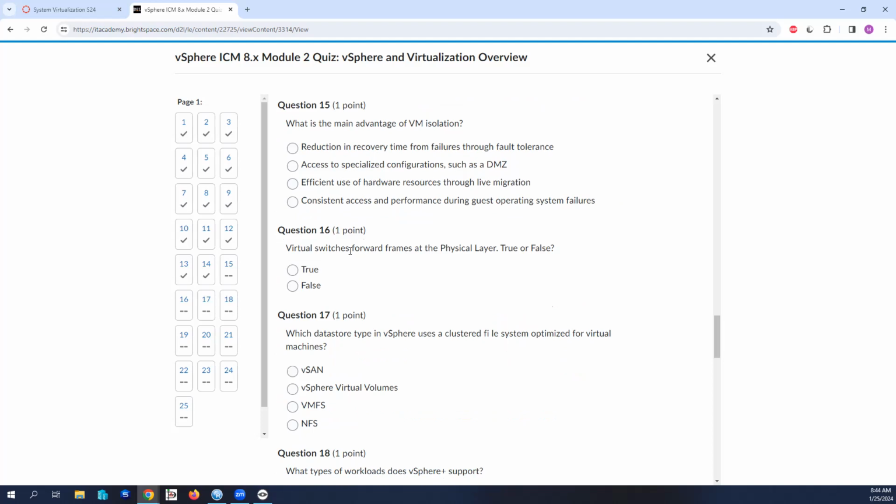So this question, what is the main advantage of VM isolation? I don't think this was part of the chapter 2 PowerPoint. So isolation is a term that comes into play when you're talking about high availability and fault tolerance, where you're trying to tolerate or recover from some type of failure, hard disk failure, host failure, or a networking failure. So VM isolation.